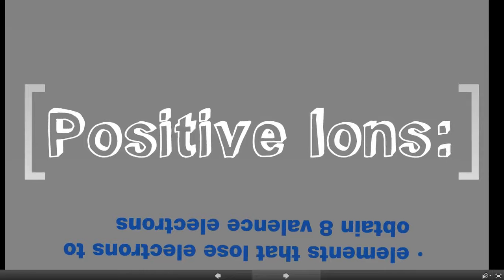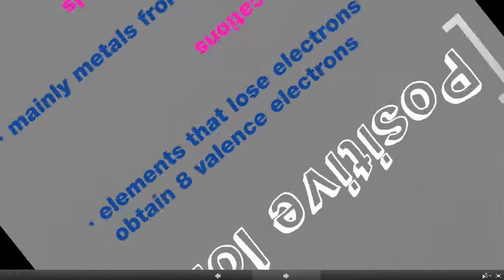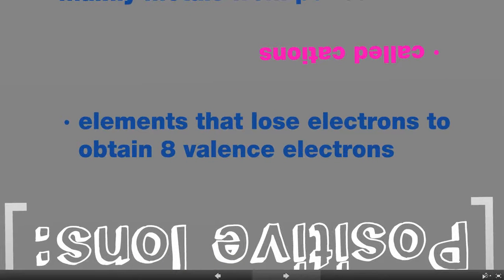Okay, so we're going to talk about some things about positive ions here. So positive ions are elements that lose electrons to obtain that 8 valence electrons. Sometimes people find that to be confusing, but think about it. If you have positive protons and negative electrons, your overall charge is going to be positive if you've lost electrons, which are negative.